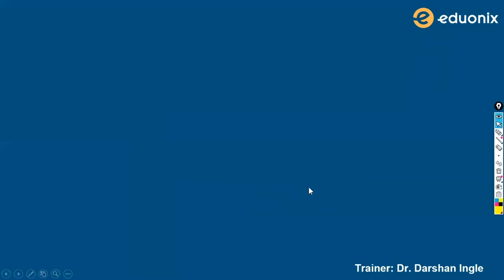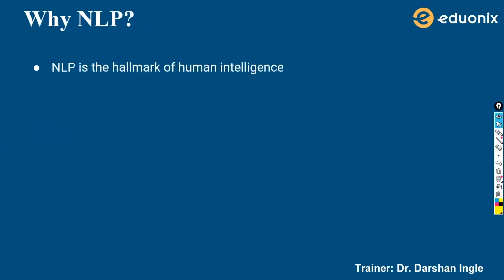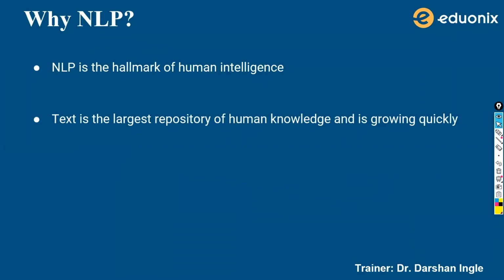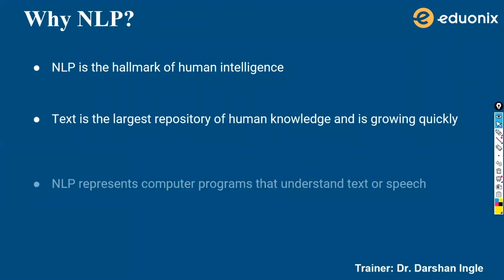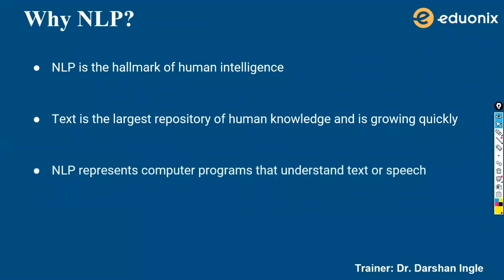So let us now understand why we actually require natural language processing. Whenever you talk of NLP, NLP is the hallmark of human intelligence. It is a large repository of human language, and it is growing quickly. The advantage of NLP is that it represents a computer program that understands text or speech. So why do you think there is a need for natural language processing?